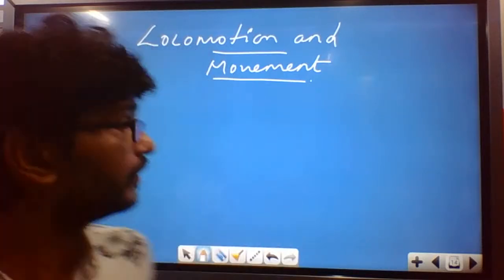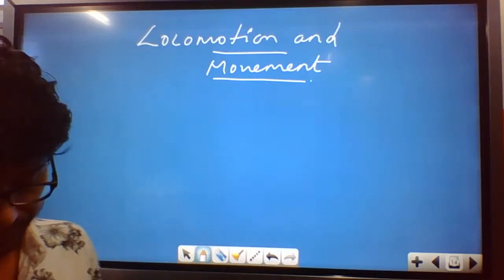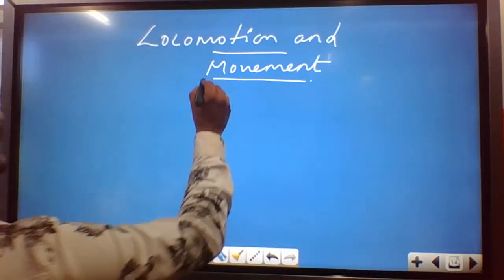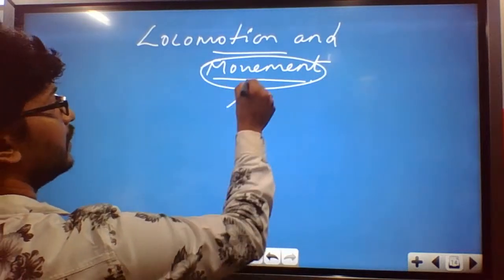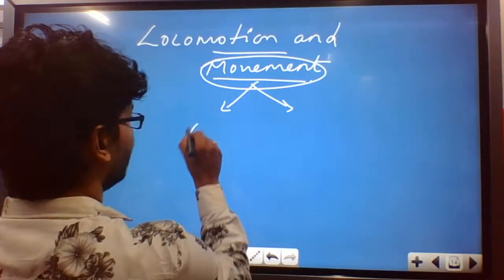Right. So we differentiated locomotion and movement. First we'll start with the types of movement. When we talk about movement, we have two types of movement actually. Non-muscular movement.